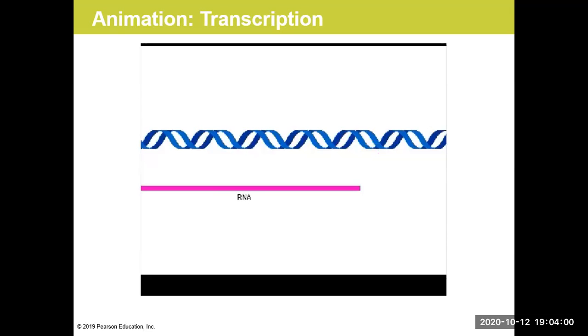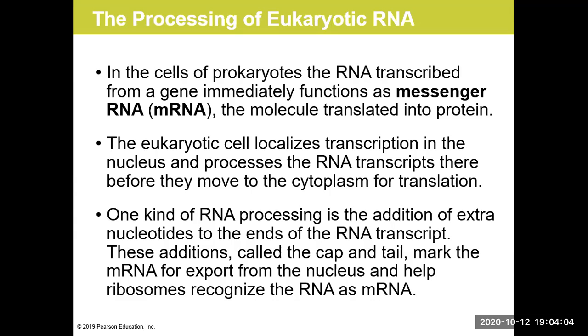Transcription occurs in the nucleus. When the RNA has been transcribed, it is moved into the cytoplasm. But before it moves into the cytoplasm in eukaryotic cells, this RNA needs to be processed. There are different types of processing that occur. One of them is addition of extra nucleotides to the end of the RNA transcript. These additions, called the cap and the tail, make the mRNA ready for export from the nucleus and then help the ribosomes, which are in the cytoplasm, to recognize the RNA as mRNA.